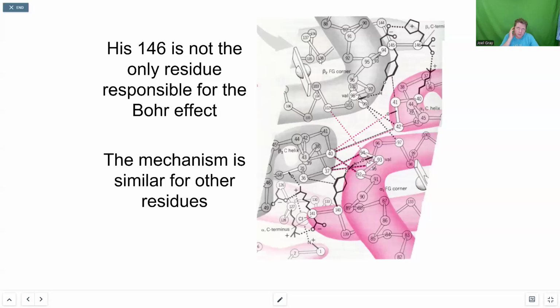Now, I don't want you to commit His 146 to memory. I'm not going to ask which specific amino acid is responsible for this, but a question that I might ask on an exam would be something like, an ionic interaction stabilizing the T state is found between aspartic acid and which other amino acid? And so then you'd have to think, okay, aspartic acid is going to be a deprotonated residue. So for aspartic acid to have an ionic interaction, I've got to have a positively charged residue.